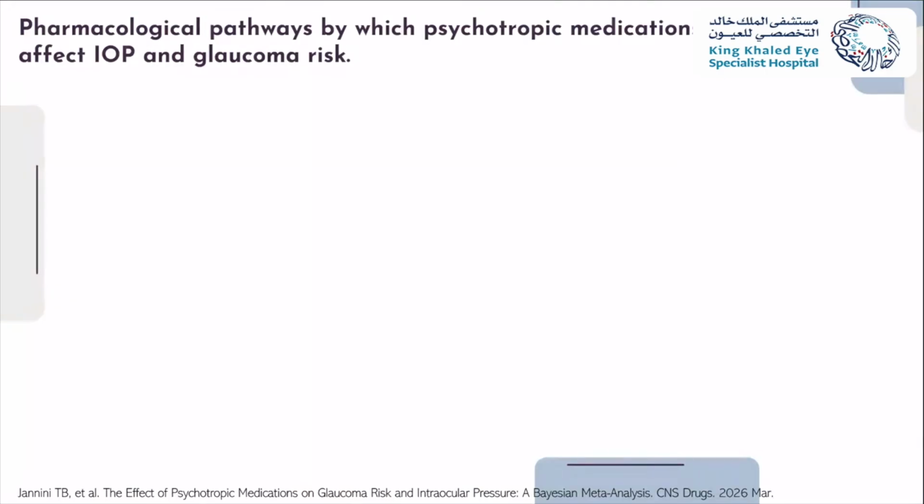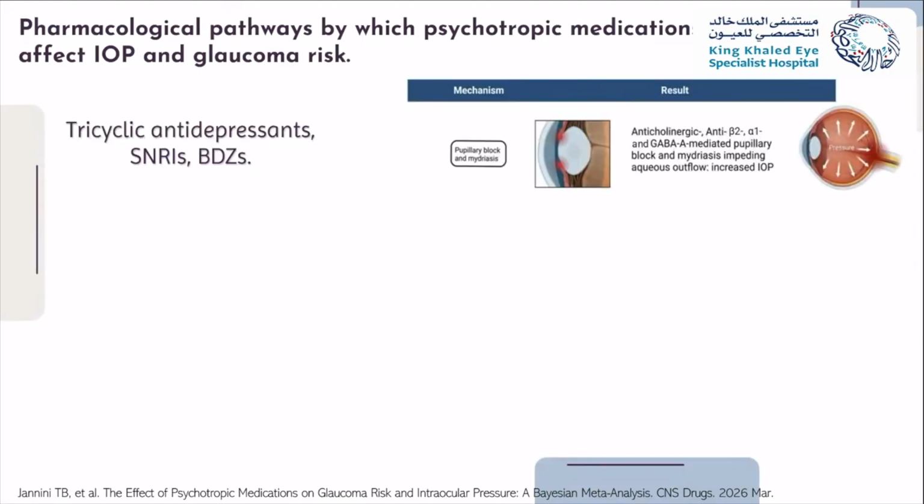One class of medications that have an anticholinergic effect is the psychotropic medications. We have tricyclic antidepressants, selective norepinephrine reuptake inhibitors, and benzodiazepines. These medications will lead to pupillary block and mydriasis, and thus will increase the intraocular pressure.